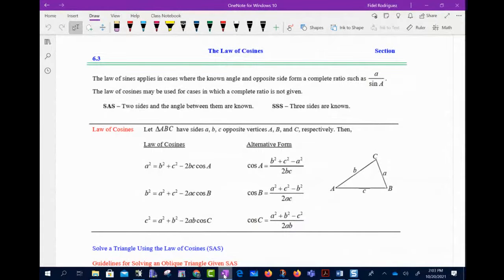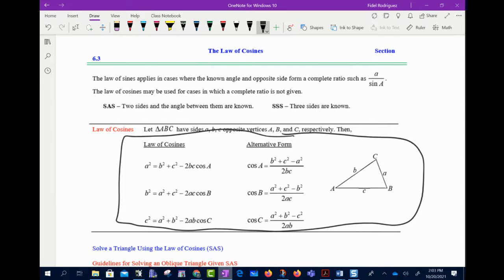So 6.3 talks about something called the law of sines. It says the law of sines applies in cases where the known angle and the opposite side form a complete ratio, like A over sine of A. It says the law of cosines can be used for cases in which a complete ratio is not given, so when we have two sides and the angle between them, or we have all three sides. And we have a couple of different formulas or expressions for the law of cosines, and that's what I have right here.